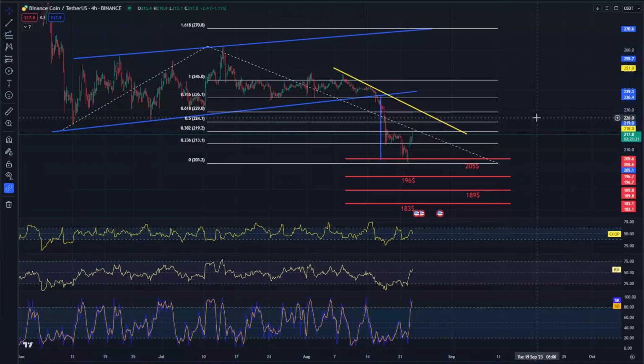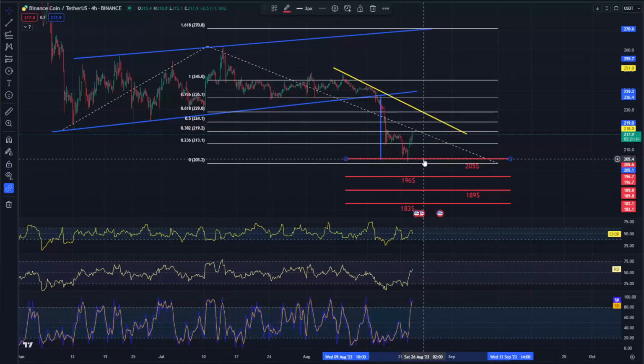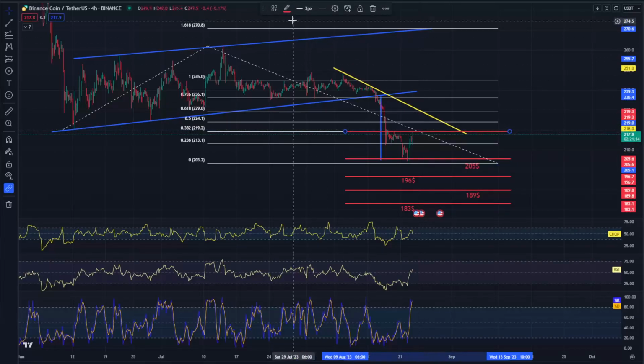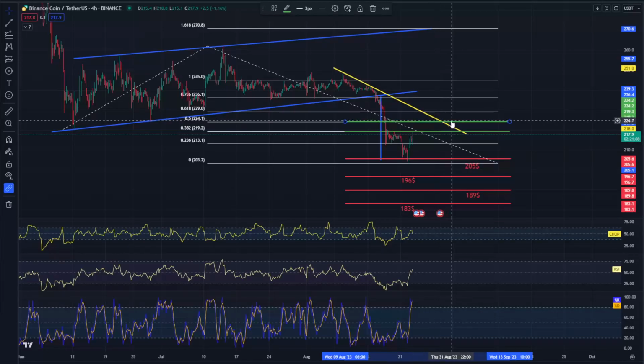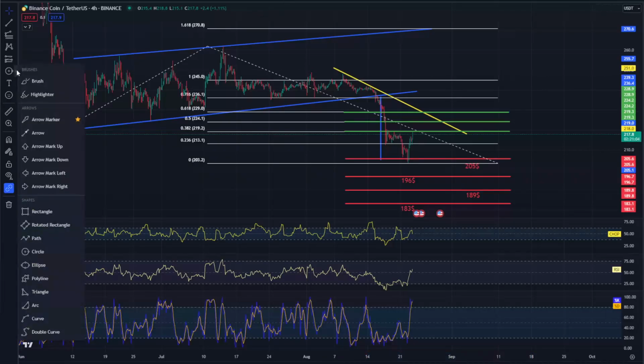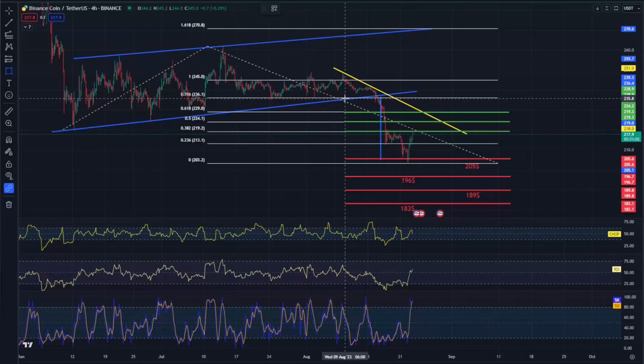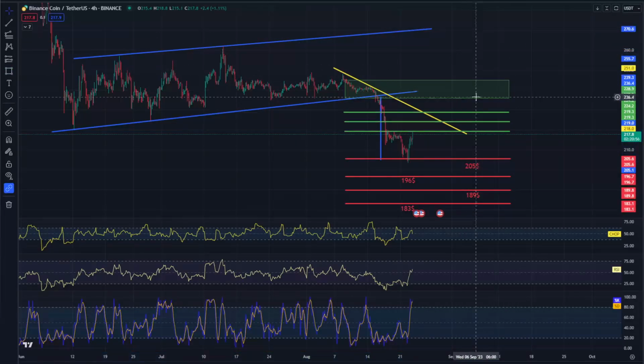Looking the other way, we can similarly determine the places of resistance that the price has to face. And here we see that the price is currently fighting resistance at $219. Next is resistance at $224, third resistance at $228. Then price needs to break through the strong resistance zone from $236 to $244.